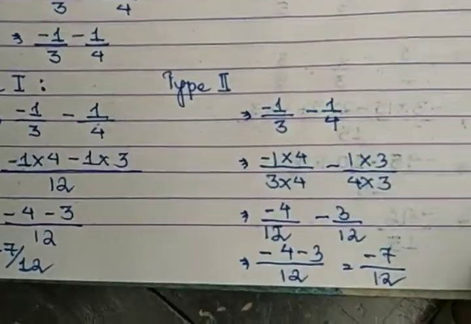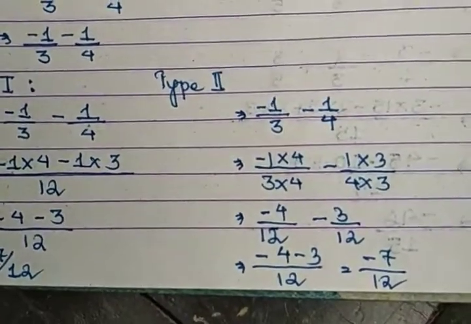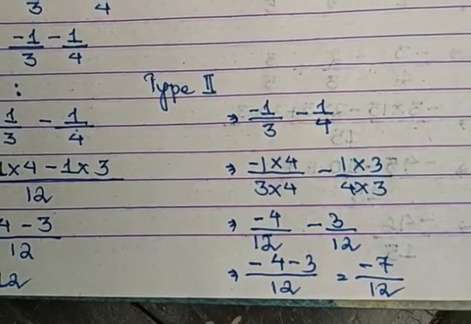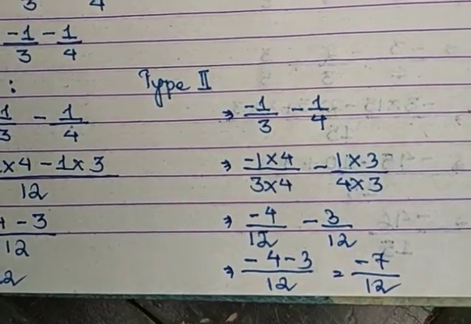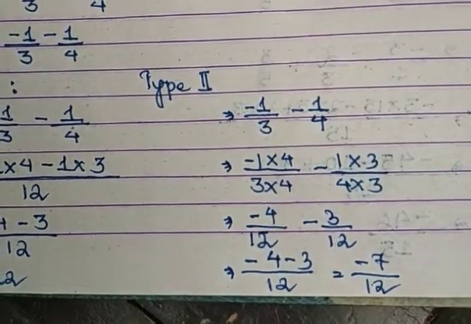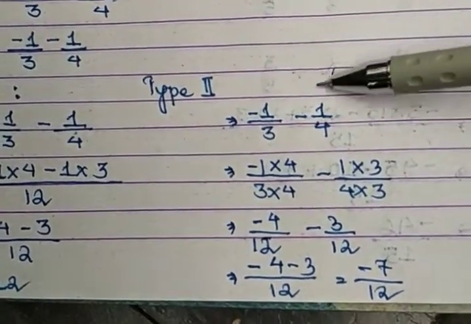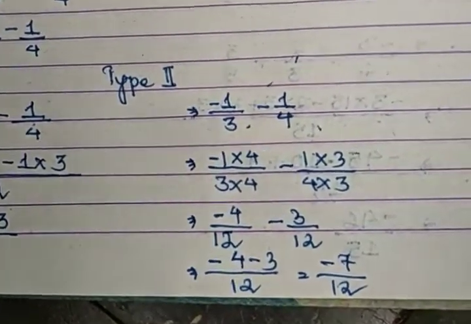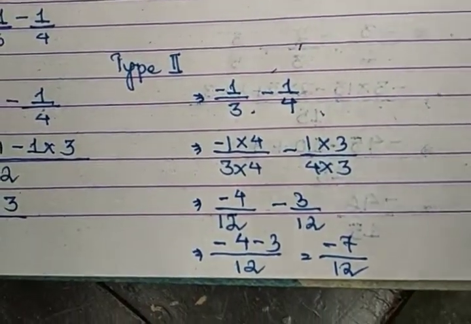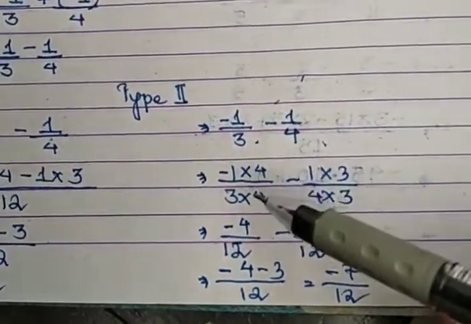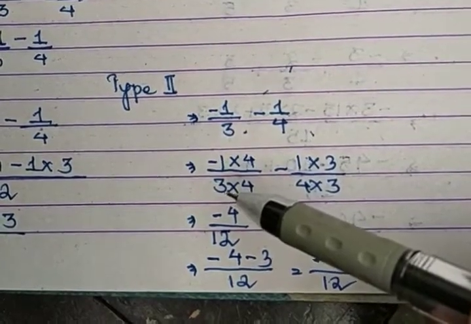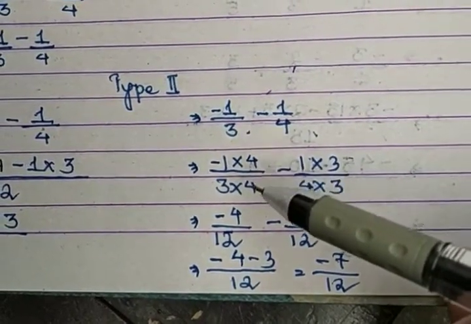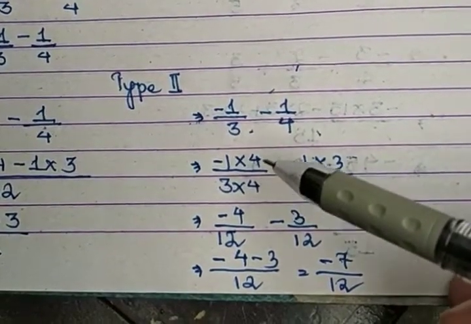Okay, so for type 2, again we need to do the same first steps. First of all, we need to figure out the LCM of the denominators. So we have the denominators as 3 and 4. After figuring out the LCM, I got to know that the LCM is 12. Now, 3, how many times is 12? I have to multiply the same number in the denominator as well as in the numerator. This is because of the equivalent fraction.